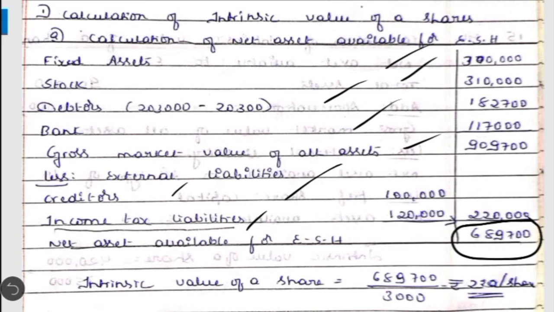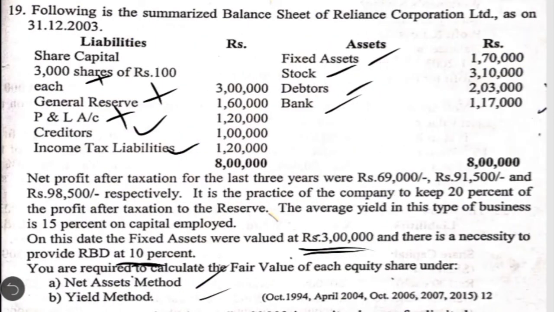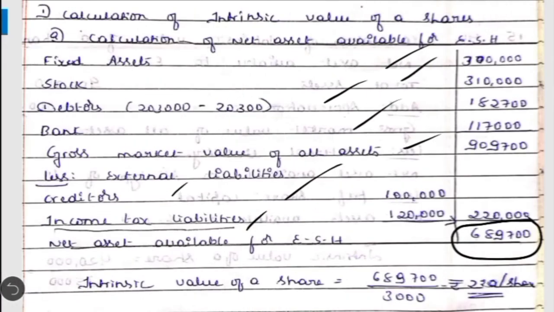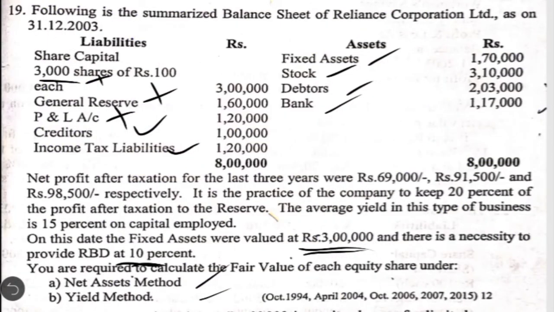Intrinsic value of a share is equal to 6,89,700 divided by number of equity shares. Here 3,000 is given, so we have to divide it by that. So we get rupees 230 per share. Then coming to the market value of the share, here they have given the after tax profit for 3 years. So we have to deduct this RBD from the current year's profit.